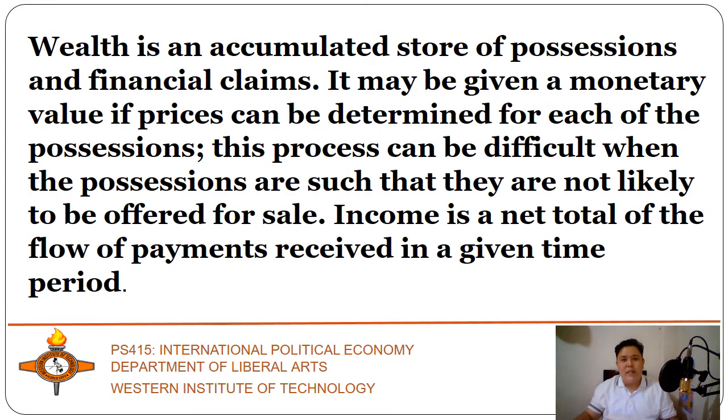Wealth is an accumulated store of possessions and financial claims. It may be given a monetary value if prices can be determined for each of the possessions. This process can be difficult when the possessions are such that they are not likely to be offered for sale. Income is a net total of the flow of payments received in a given time period.